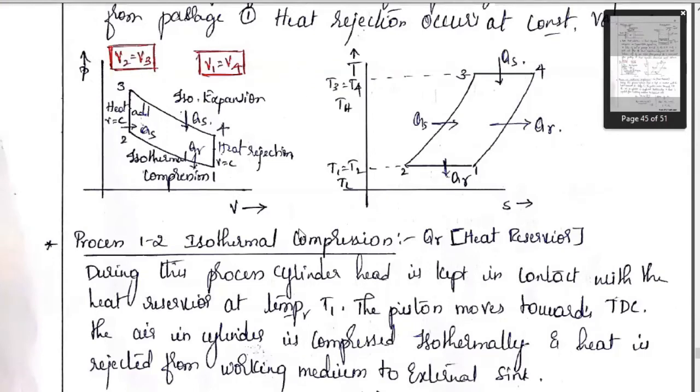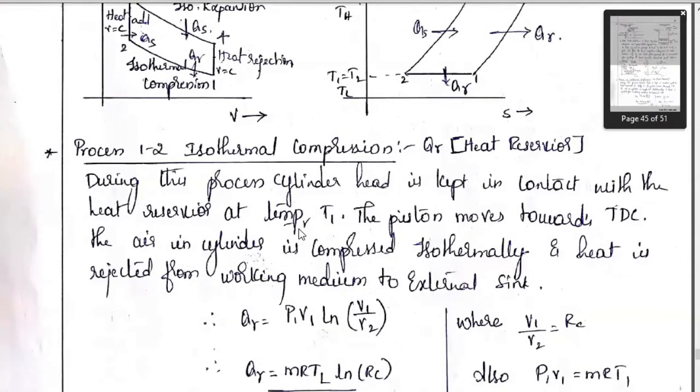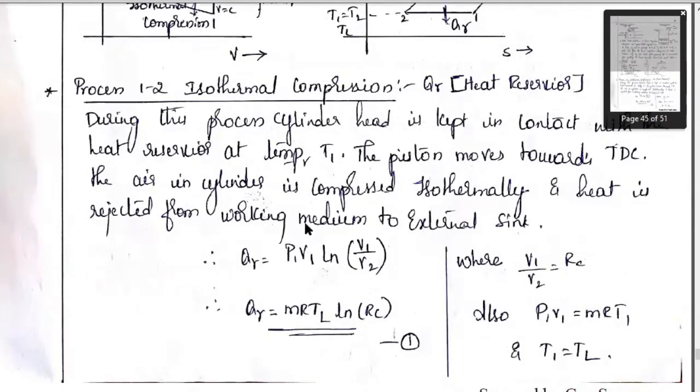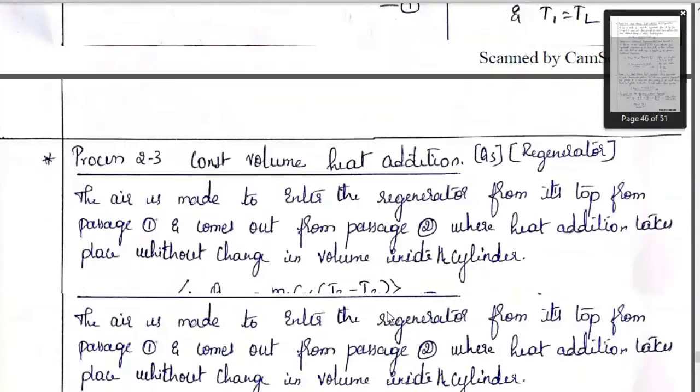After understanding the PV and TS diagrams, let us give out the formulas for each and every process. So first, as we discussed, is isothermal compression. You know the isothermal formula. QR, there is a heat rejection. QR is equal to P1 V1 ln of V1 by V2. This P1 V1 can be replaced with m R T_L, lower temperature, because T1 is the lower temperature. ln of rc, where V1 by V2 is rc. Considering this as equation 1.